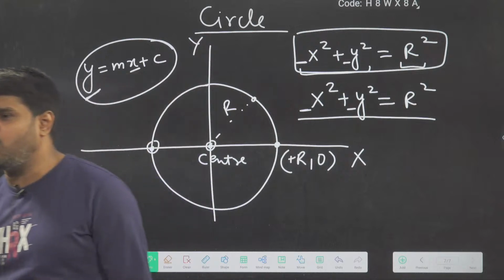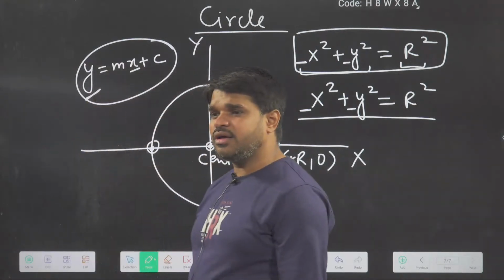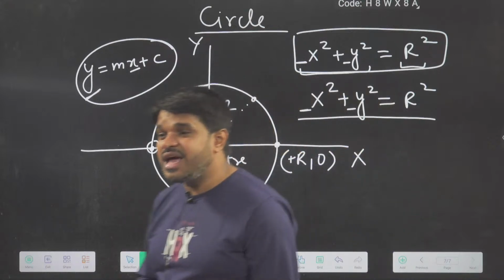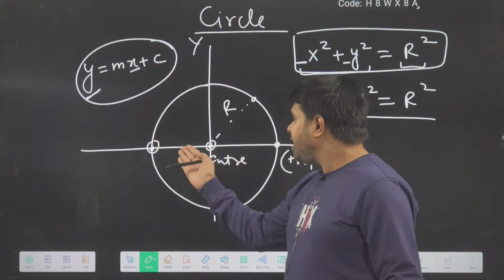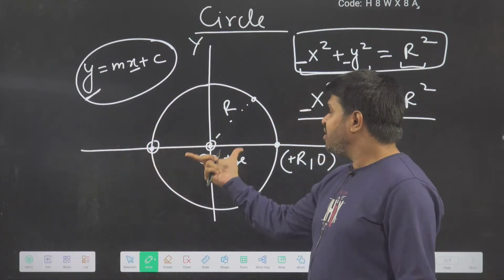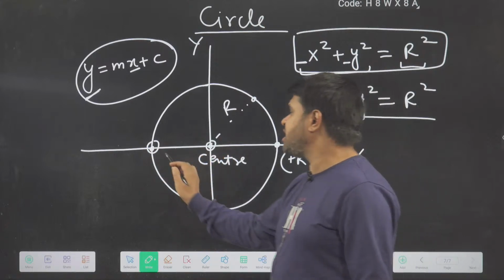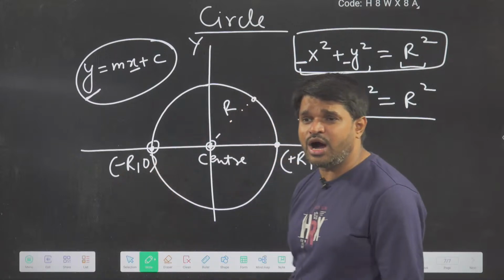No, it's not correct. The answer is minus r comma 0. It is on the x-axis but on the negative x-axis. So what is this length? r. But coordinate-wise it will be minus r. So minus r comma 0.